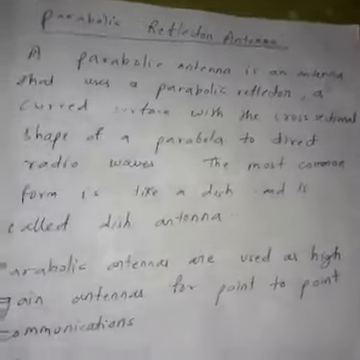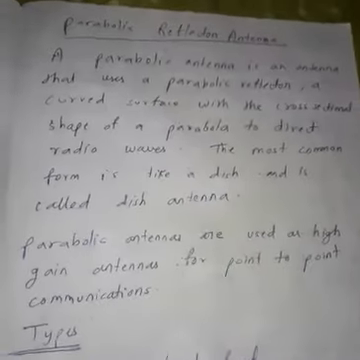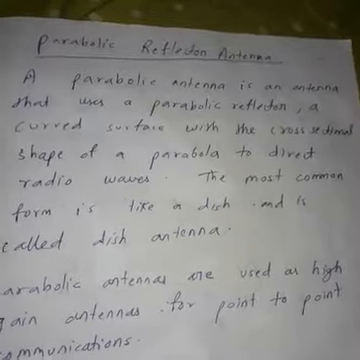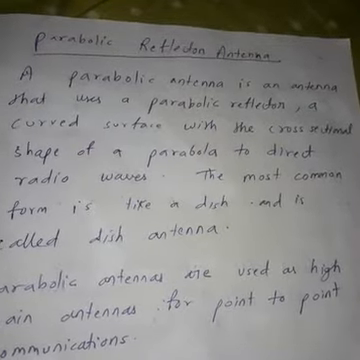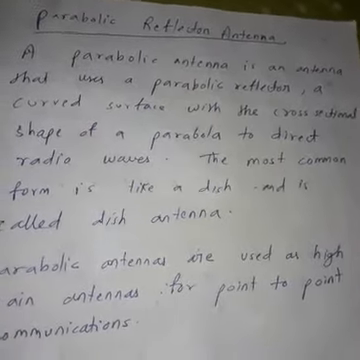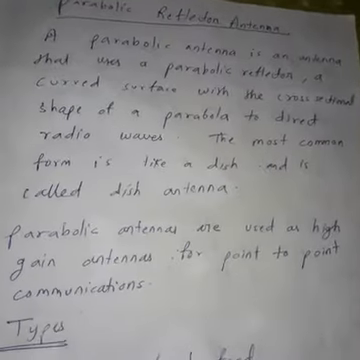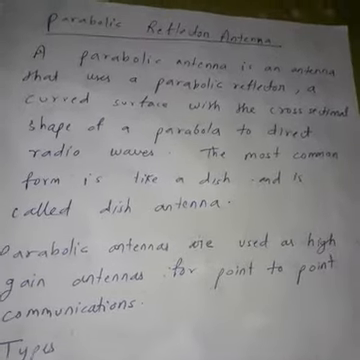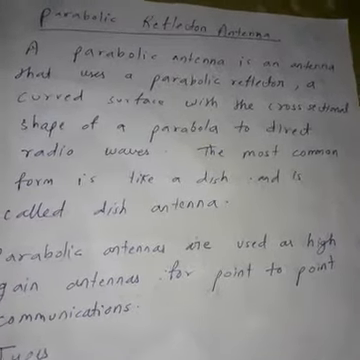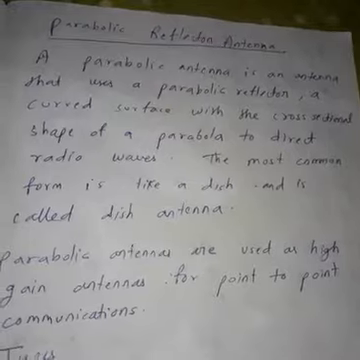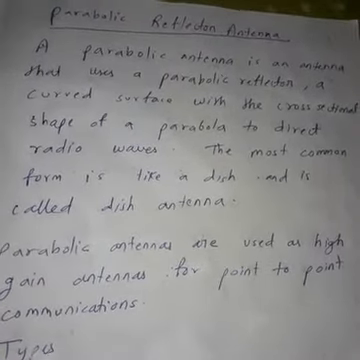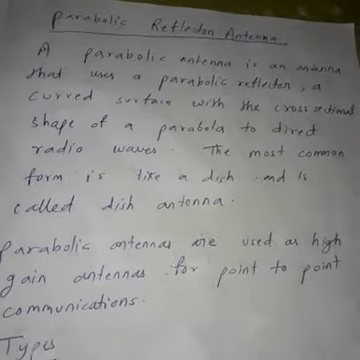So the antenna that you are using in our home for cable, okay, that is a parabolic reflector antenna. So there the parabolic reflector is like a dish. Okay. So parabolic antennas are used as high gain antennas for point to point communications. Clear? So from one point to another point to communicate radio waves, the parabolic reflector antenna is used and it is a high gain. That means the gain of such an antenna is very high. Okay. Then let us look at the two types.